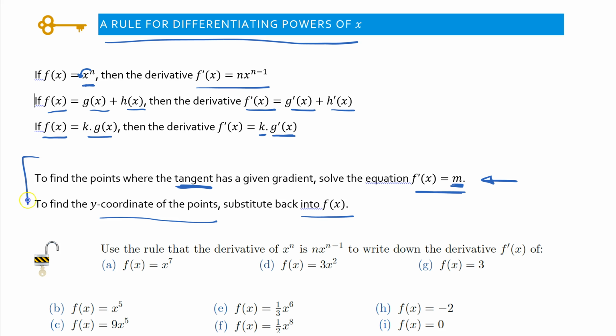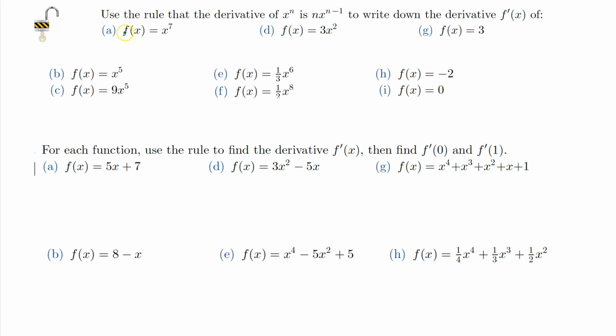Now, none of this is tricky, but it's going to be presented differently. So we just need to be comfortable about how we operate this. So I'm going to do a selection of examples. So for our first one, if f of x equals x to the 7, then f dashed of x is multiply the power down, subtract 1. So it's 7x to the 6th.